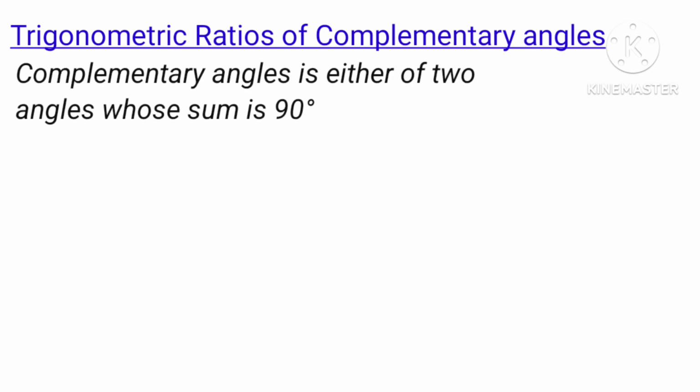So our last topic is trigonometric ratios of complementary angles. So what are complementary angles? Either of two angles whose sum is 90 degree. That is, when we add two angles, we have to get 90 degree.